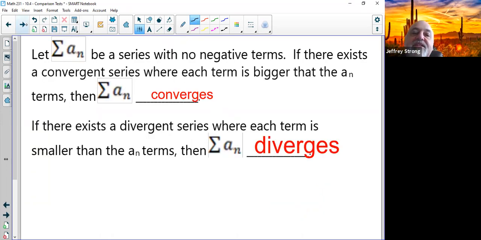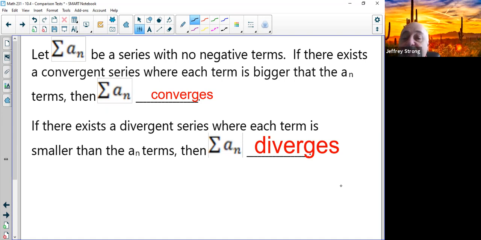So it says, let A sub n be a series with no negative terms. If there exists a converging series where each term is bigger than the A sub n terms, then the series converges. So this is the same as what we said before. It's just written out a little bit easier for you to fill in the box. If there exists a diverging series for which each term is smaller than the A sub n terms, then the series diverges, okay?